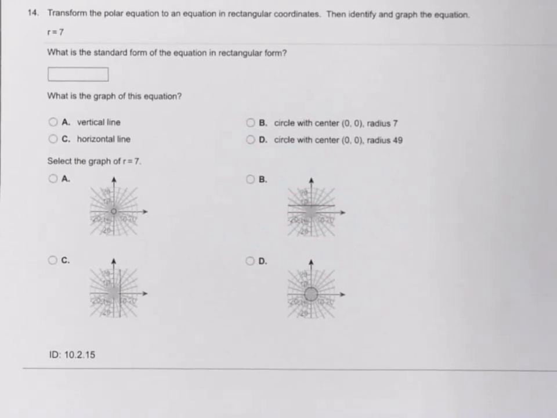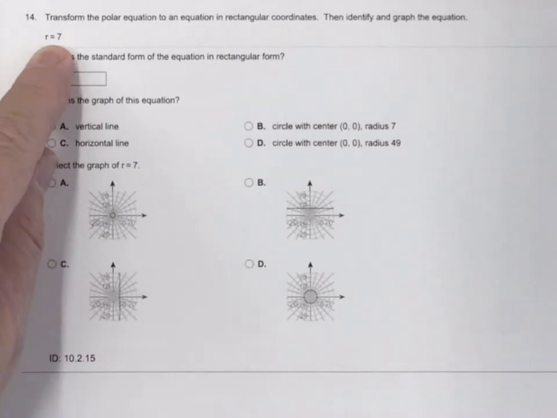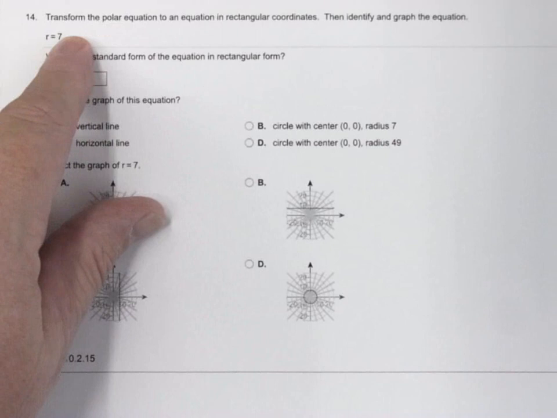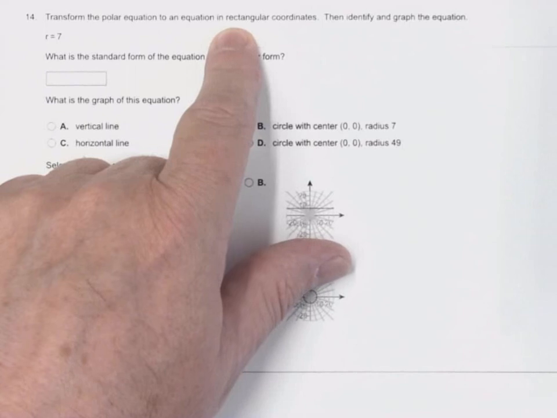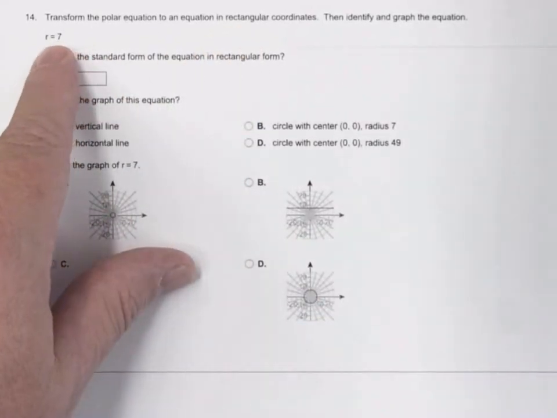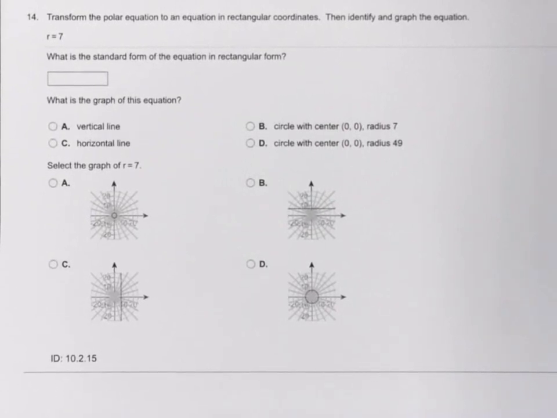Now we're going to look at some problems where we're given an equation, or what they call a polar equation, and we want to change that equation to rectangular coordinates. Now common sense might say r equals 7 for polar coordinates. R is like the radius, so well, let's go ahead and work this out mathematically, then I'll explain how it makes sense.